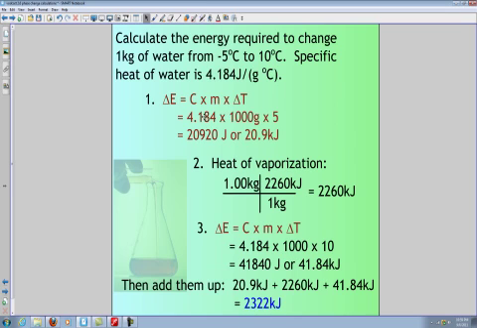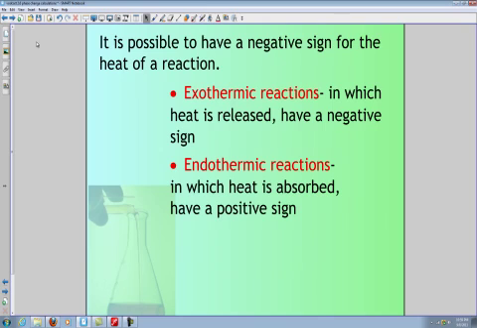Okay, and actually we should go back here. This specific heat here for water, that's actually not right, because at this point it's ice. It's at -5 degrees, so that has a different specific heat. I think it's 2.1. So that would change that part of the value a little bit, but the process is still the same.